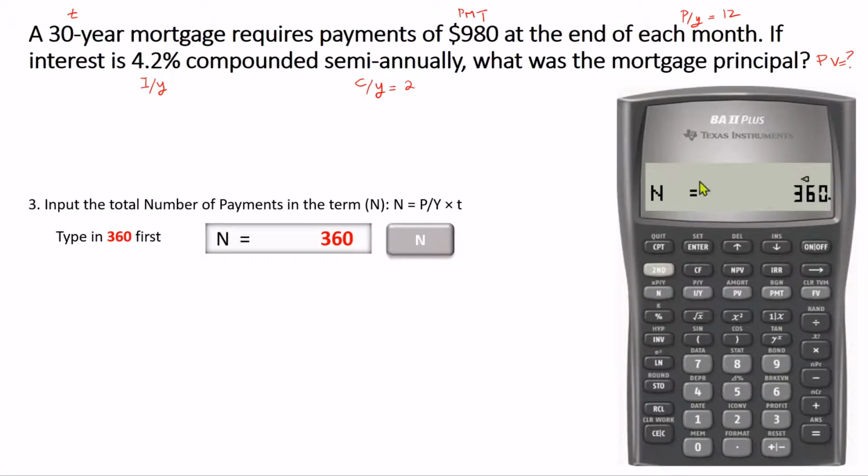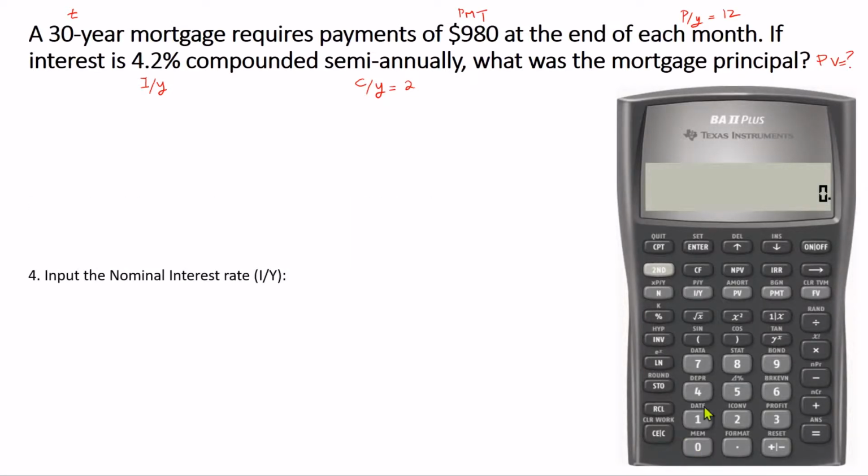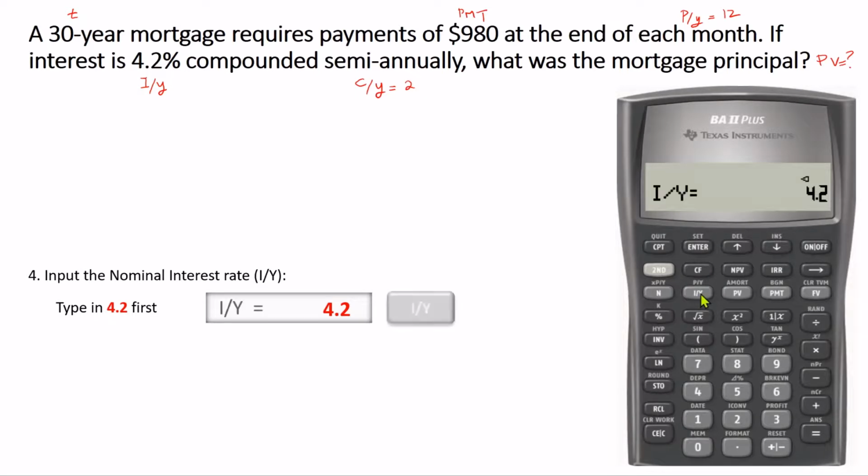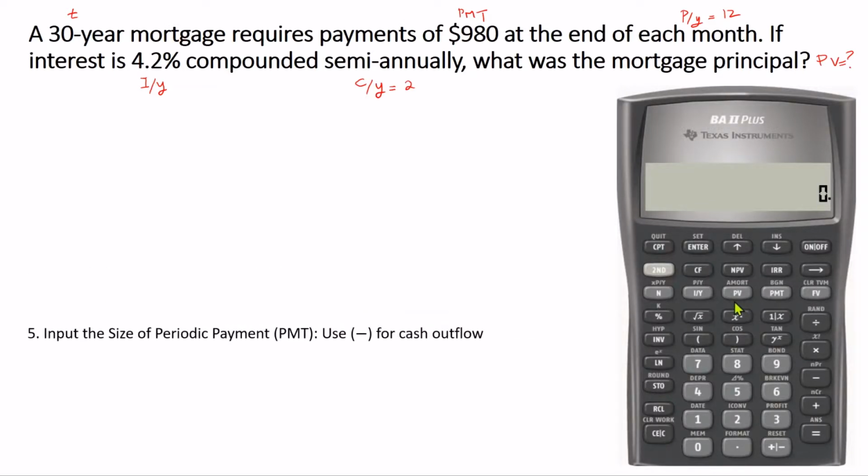Now you see this equal sign, it means that 360 is stored in the N key. Then we press clear and then we enter the interest rate. Interest rate is 4.2. No need to enter the percent symbol or convert this to decimal, only the rate itself. Then we press I, we clear, and then we input the size of periodic payment, which is $980.